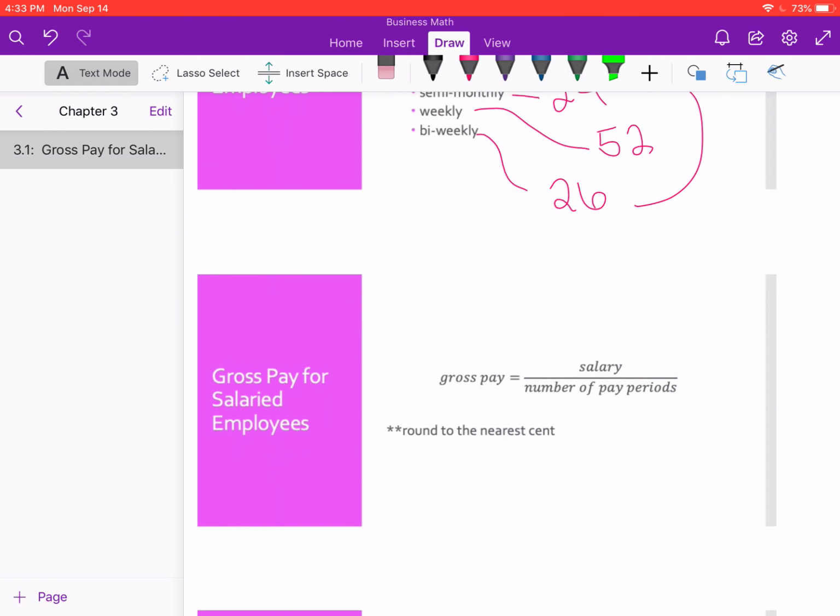To find your gross pay for a salaried employee, your gross pay is your salary for the year, divided by the number of pay periods. So that's how much you're going to get paid in one pay period, gross pay. Not what you're actually taking home, so gross pay before anything's taken out. When you're doing this, go ahead and round to the nearest cent.